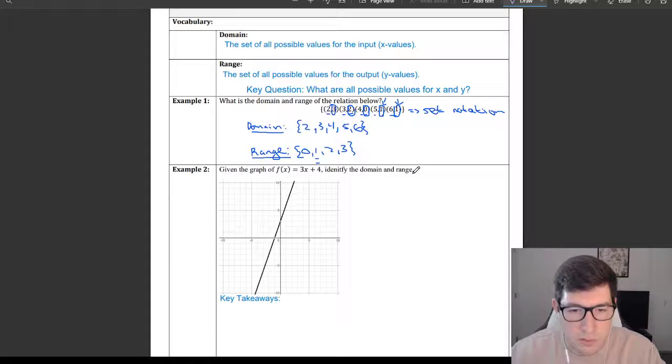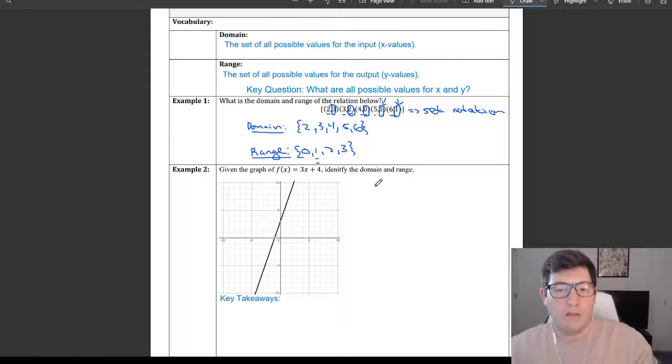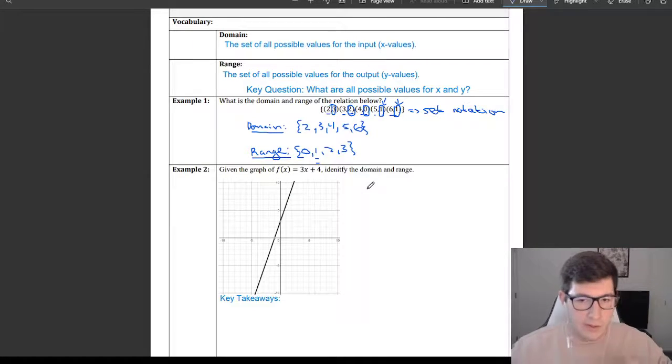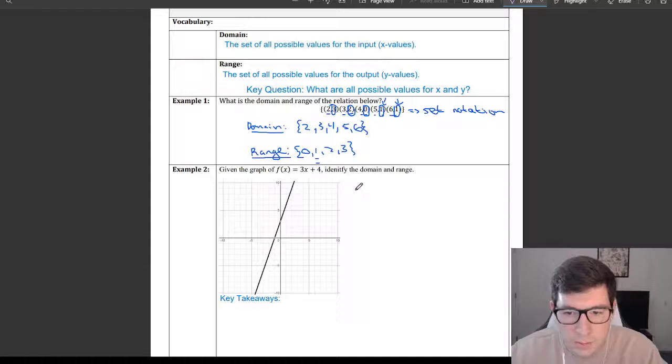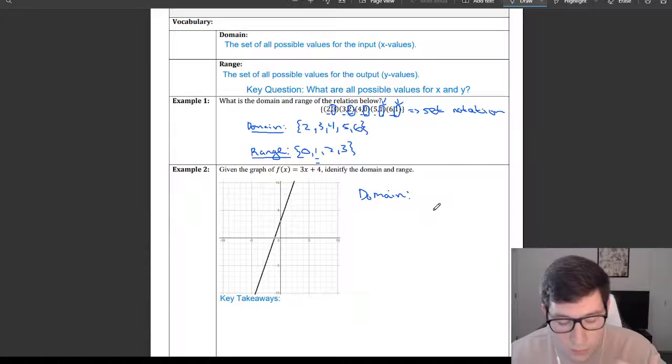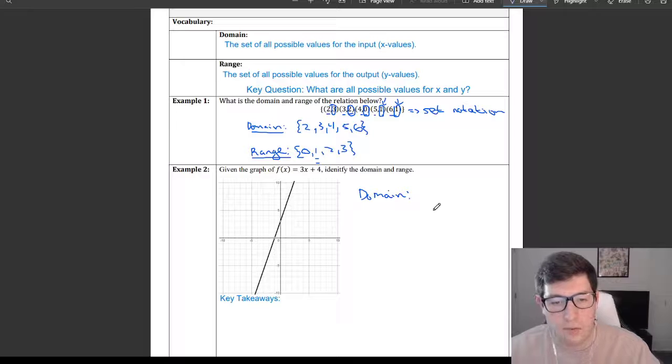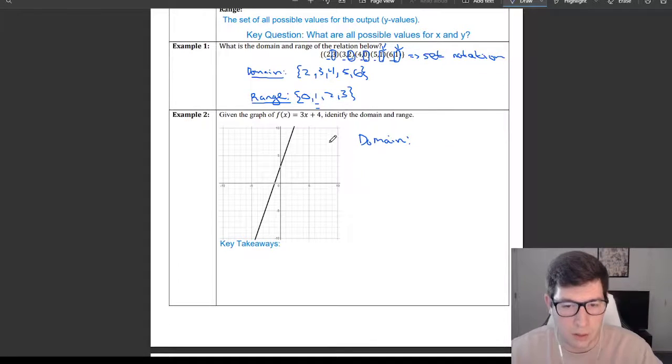So now we're going to jump down to example 2. Example 2 says that given the graph of f of x equals 3x plus 4, identify the domain and range. So we have something a little different, right? We don't just have a set of numbers or the set of coordinate points. And so how we actually write this is going to look slightly different because we don't have exact values. When looking at what makes up a domain and a range, we're really trying to figure out, are there any restrictions going on in our graph? And we'll get more into that. But that's what we want to see.